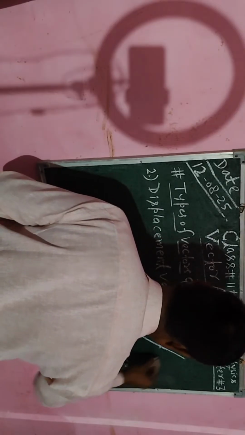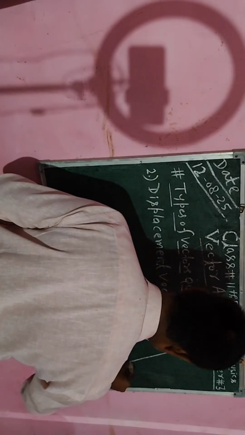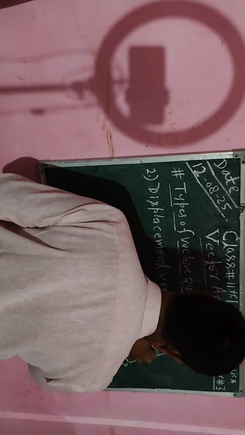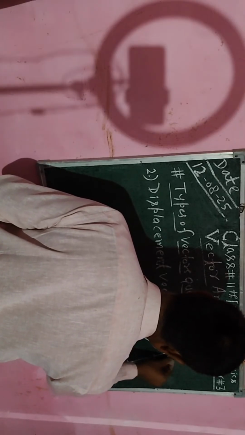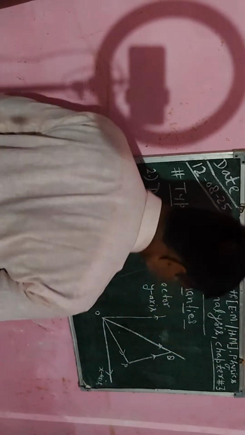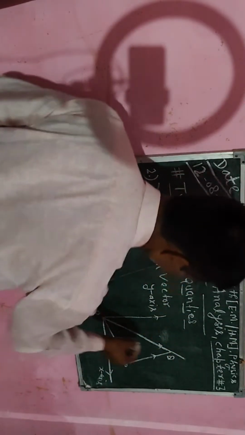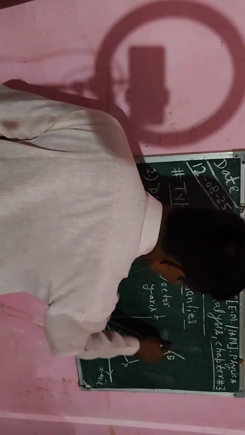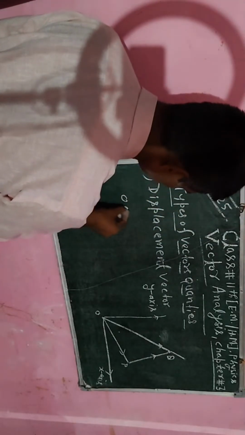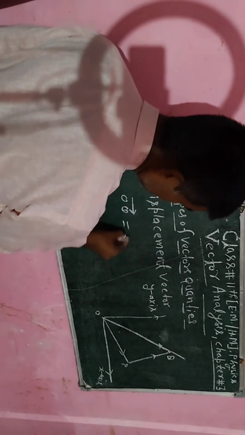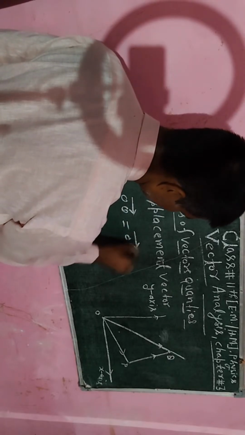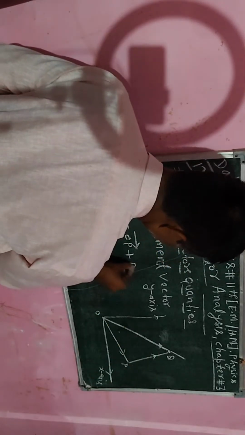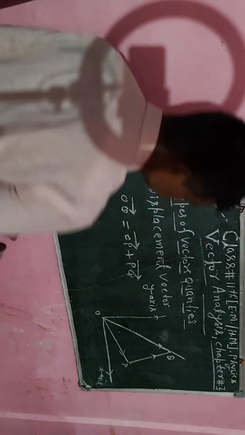I will say this is the vector Q. So from this I will draw the vector. I will say this point is Q and this point is P. So we have to find the OQ vector. OQ vector will be OP vector plus PQ vector. So this value I will write.